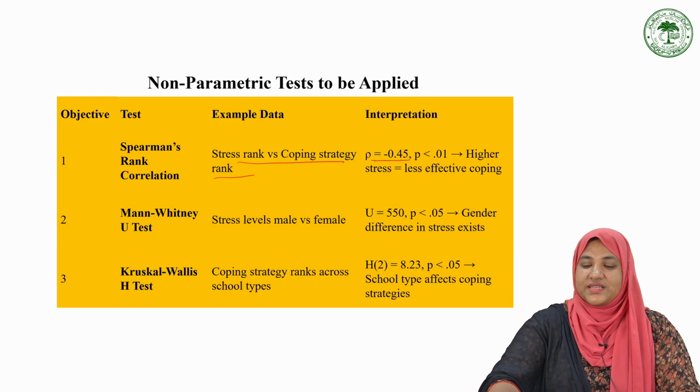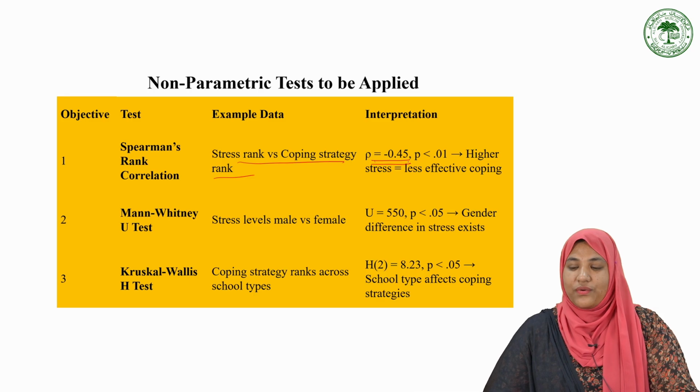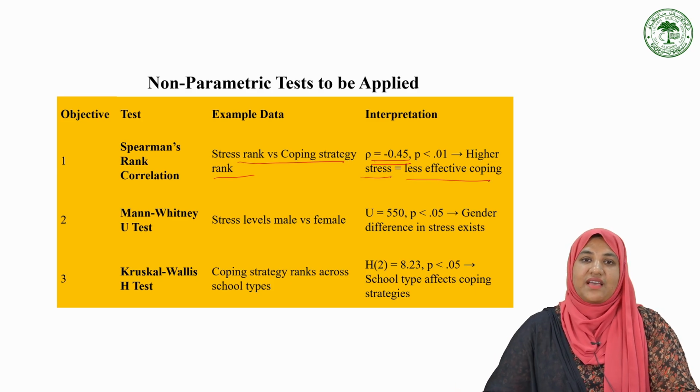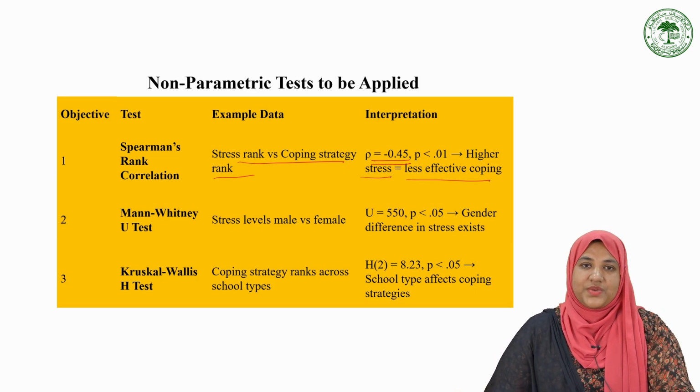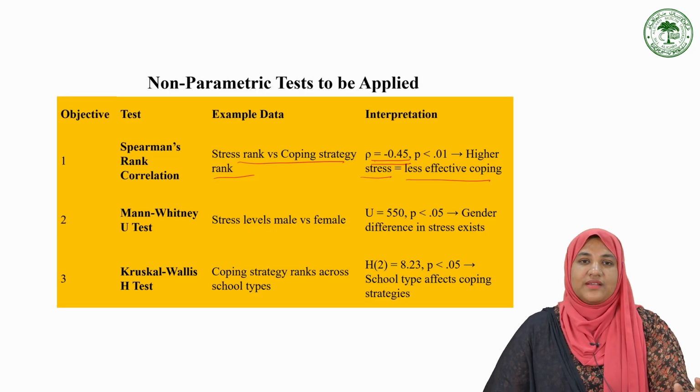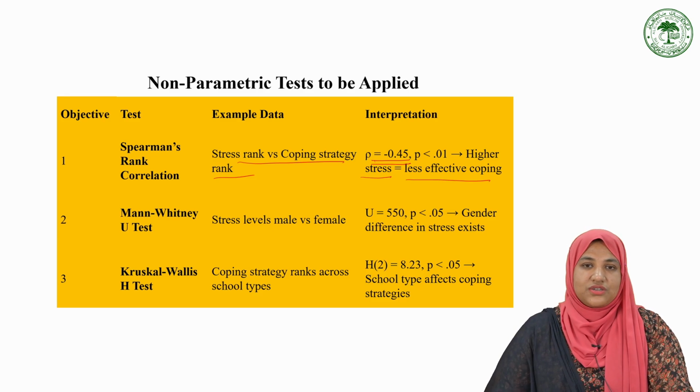Now let's see what the result is. The rho value is minus 0.45, with significance less than 0.01. That indicates that the higher the stress, the less effective the coping strategy, which means that when there is a higher level of stress, they are having less effective coping strategies or using less effective conflict resolution styles, which are not that effective in order to cope with different situations. So that was the first objective.